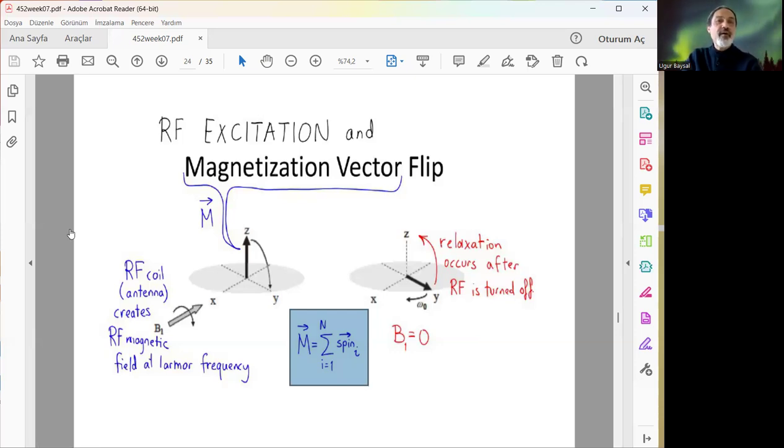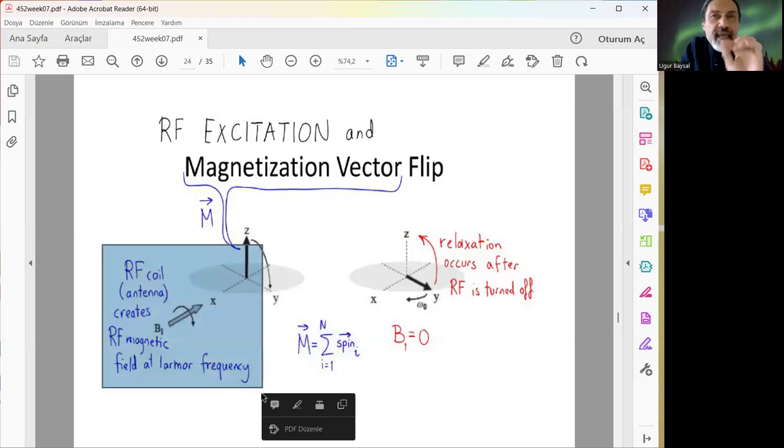So the B1 field is applied through an electromagnetic antenna towards the field, and that field is a sinusoid orthogonal, in the so-called transverse plane, to flip that M vector.